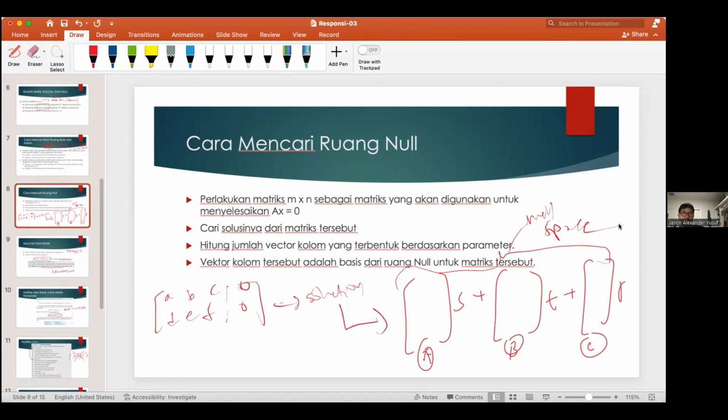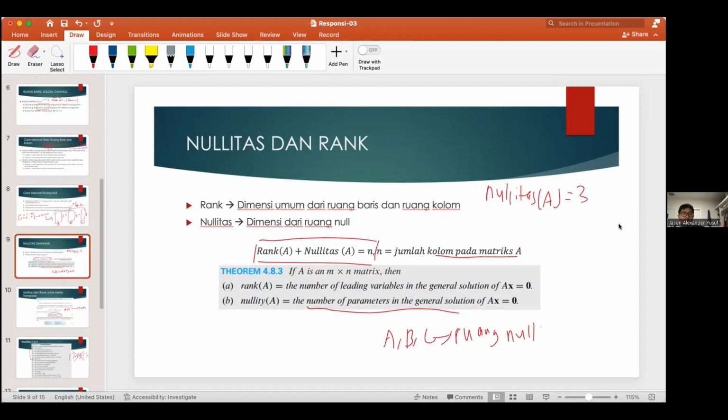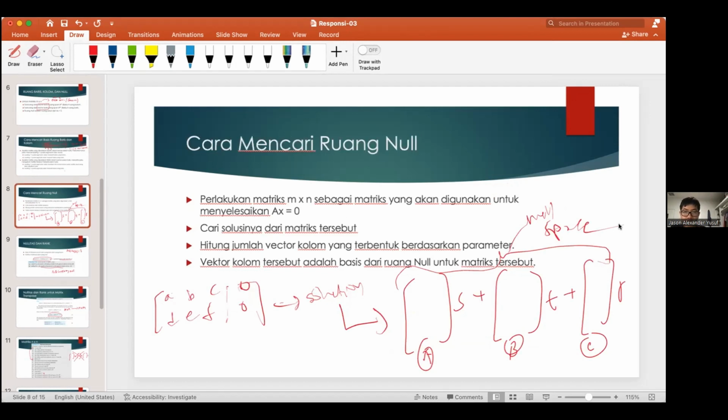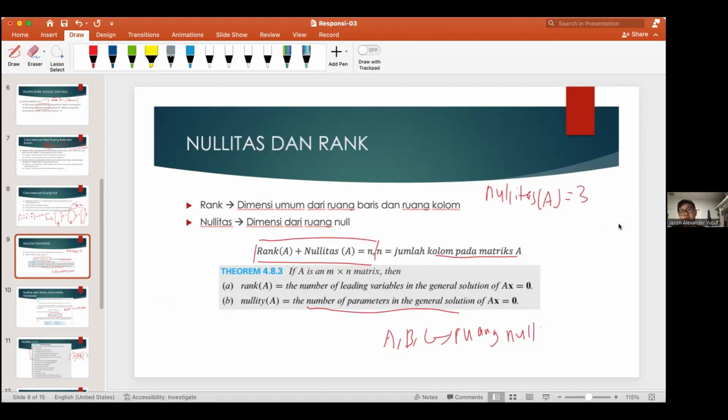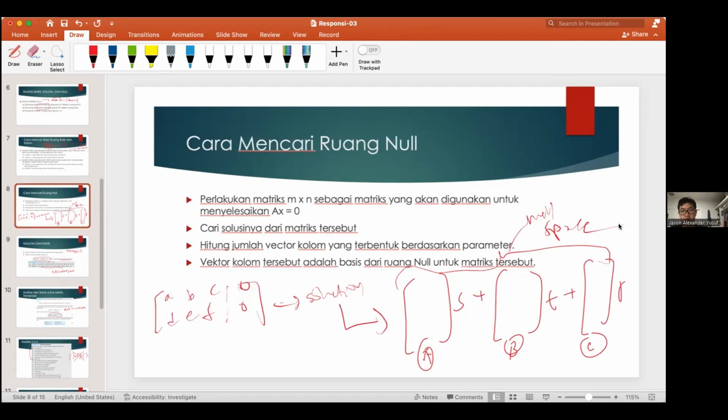Okay. And the next one is on nullity and rank. So basically, nullity is the number of parameters in the general solution of AX. In here, we can see that there are 3 vectors or parameters in the null space. Hence, the nullity of this system is equivalent to 3. That's the nullity.